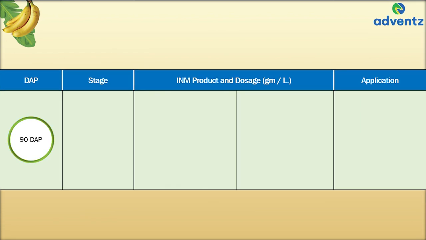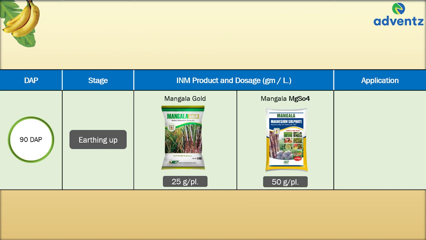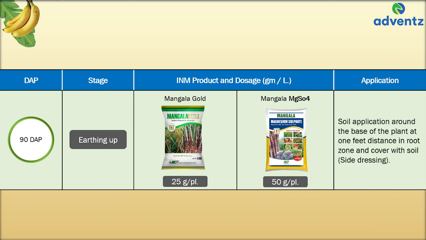90 days after planting, which is big earthing up, the application of Mangala Gold at the rate of 25 grams per plant and Mangala Magnesium Sulfate at the rate of 50 grams per plant is recommended. This needs to be applied around the base of the plant in 1 feet distance in the root zone and cover this with soil, which is side dressing.